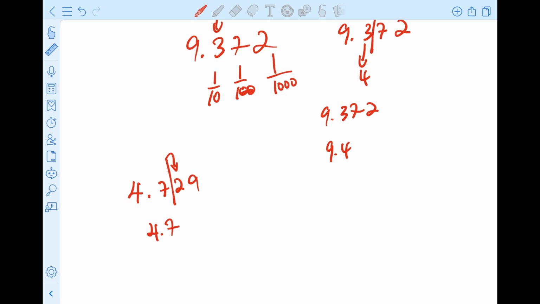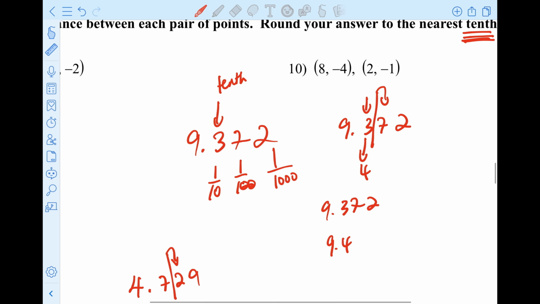Just a quick reminder with rounding. I know it's something that sometimes we forget, right? So this is the place value: tenths, hundredths, thousandths. Okay.